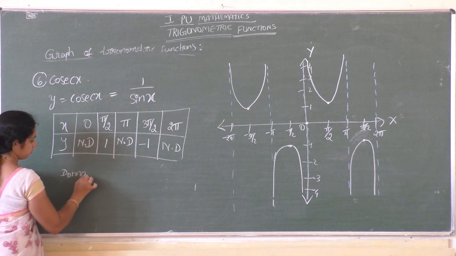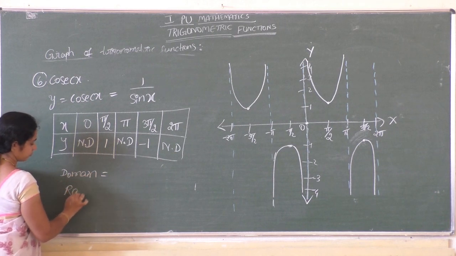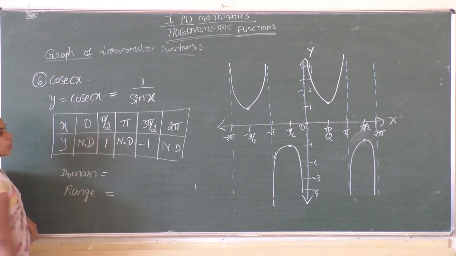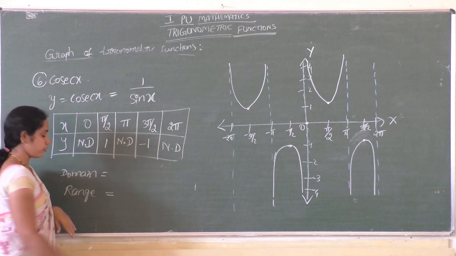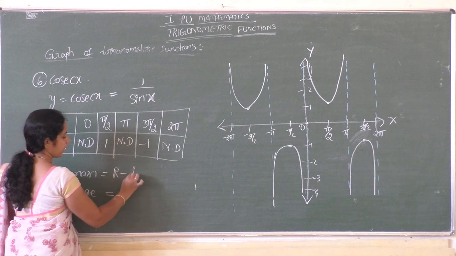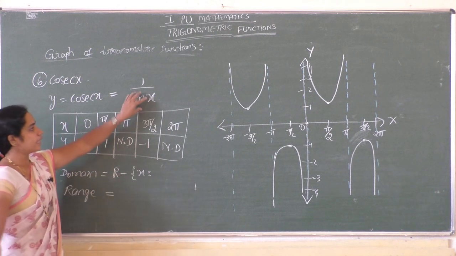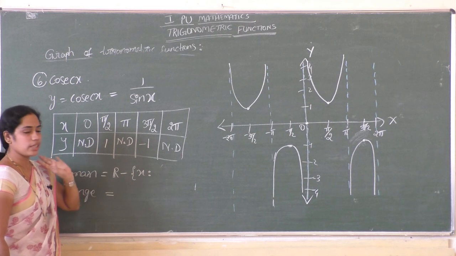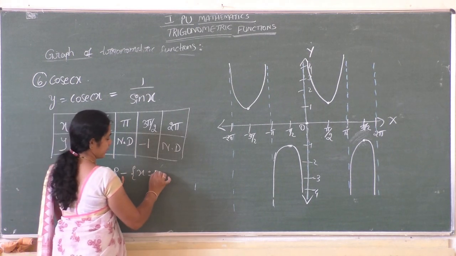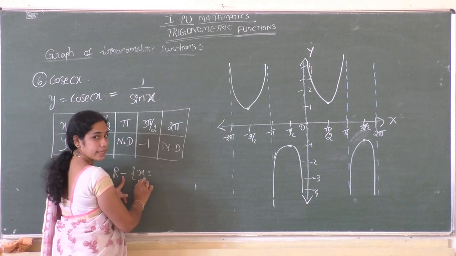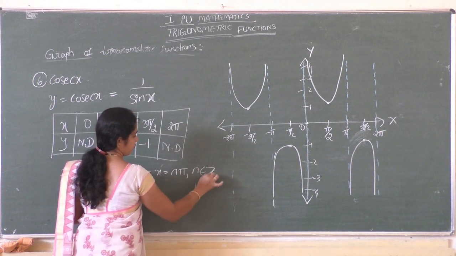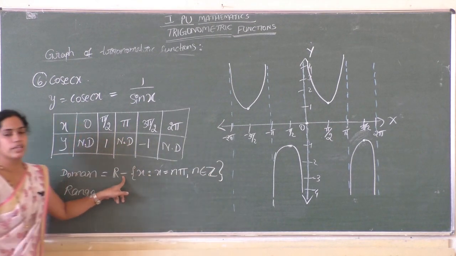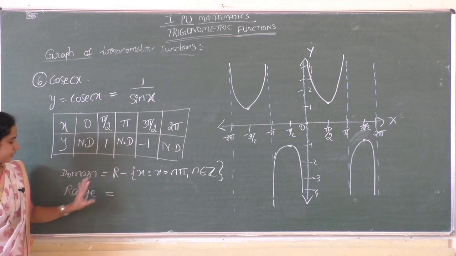What is the domain now? Domain and range. What is the domain of the function? See, 0, pi, 2 pi, at integral multiples of pi the function is not defined. So we have to subtract those values where sin is 0. The domain is R minus the set of all x where x equals n pi, where n belongs to Z.